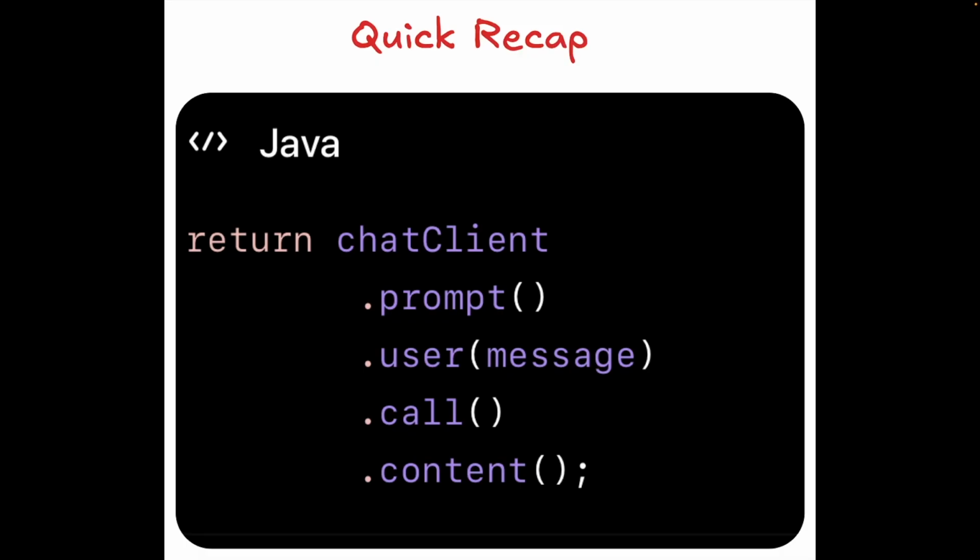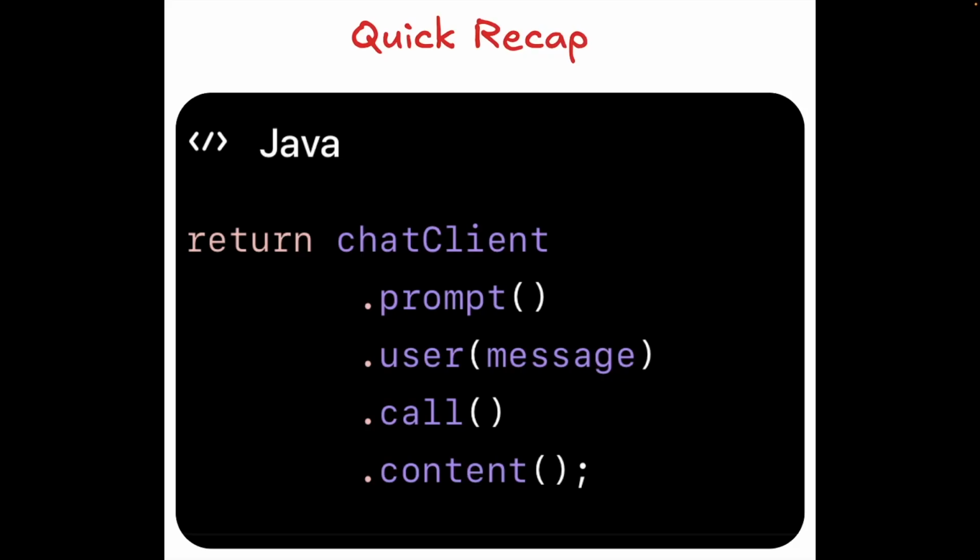In our previous video, our controller looked like this. The user sends a message. Spring AI forwards that message to the model and the model generates a response. Simple. But suppose I ask, explain dependency injection. The model gives me a generic explanation.